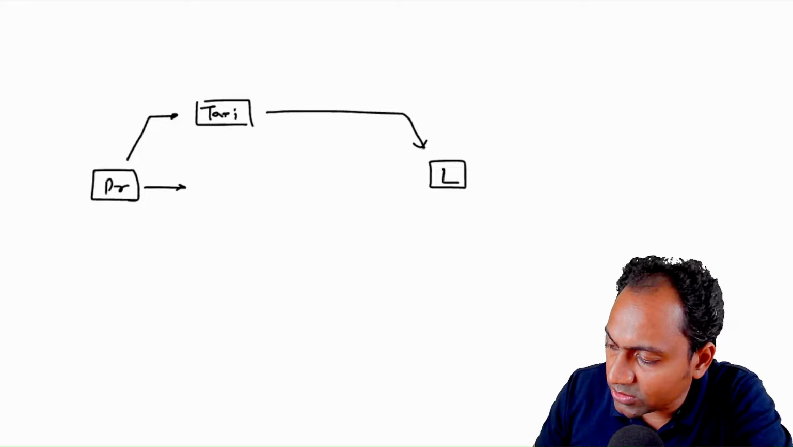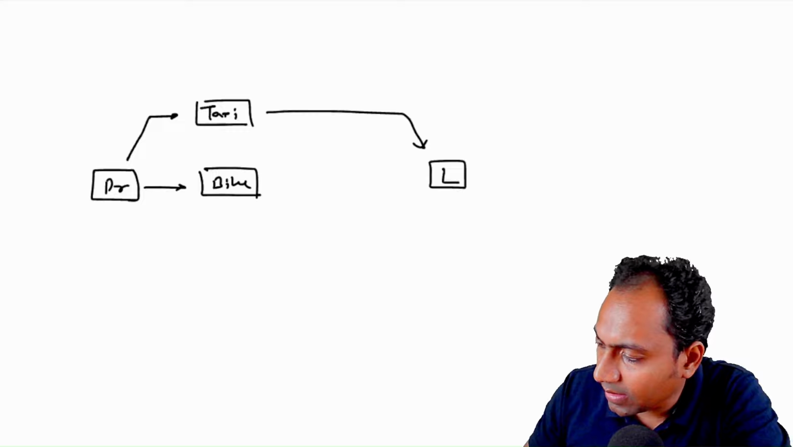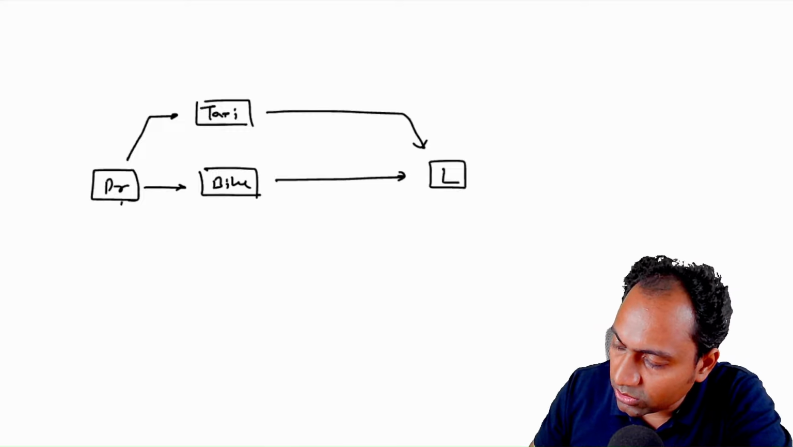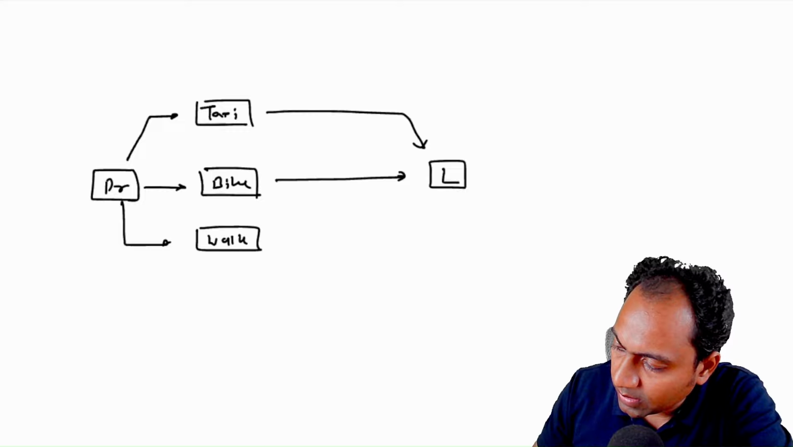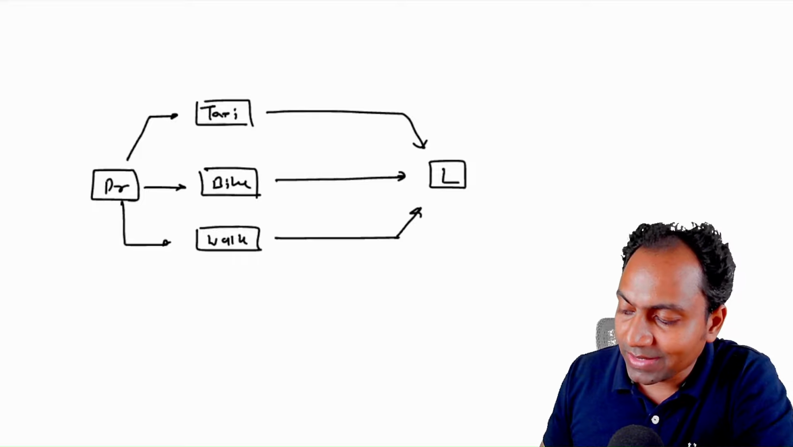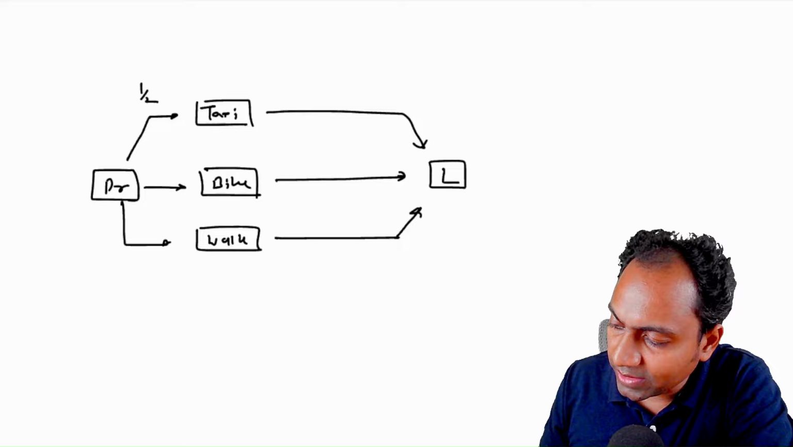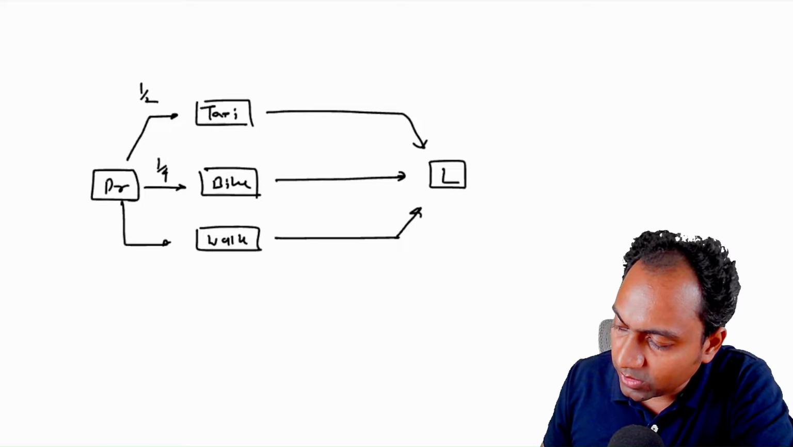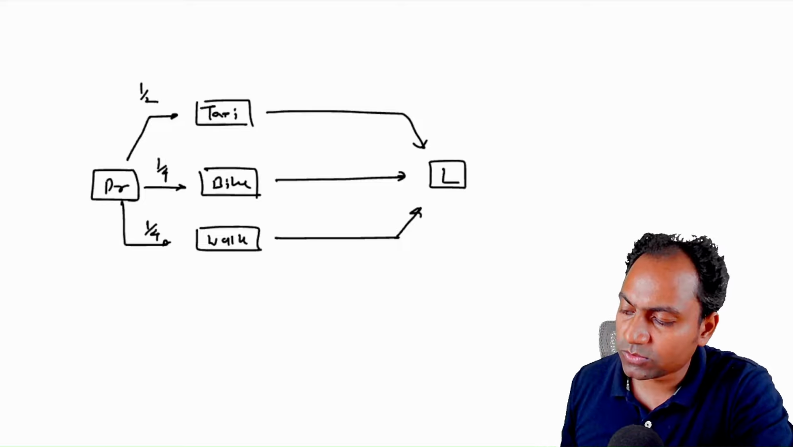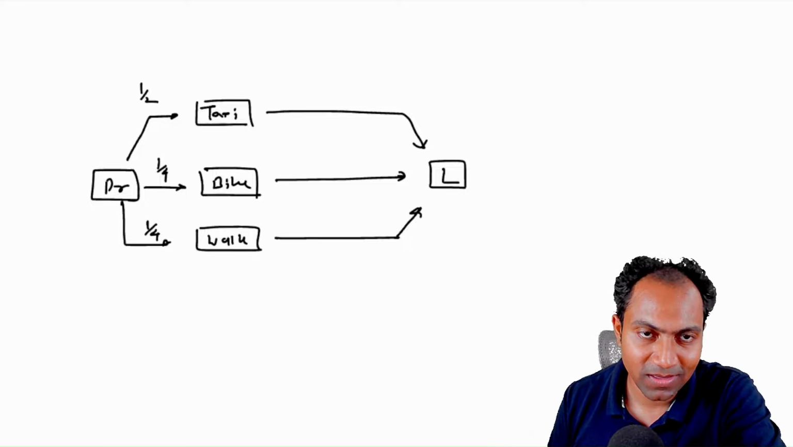Then he took his bike or motorcycle and he became late, or he thought that day that I should walk, and hence he reached late. Now the probability of taking a taxi, let us say, is 1 by 2. Probability of taking a bike is 1 by 4. Probability of walking is again 1 by 4. So there is no other option. Either he is going to do one of these 3 things.